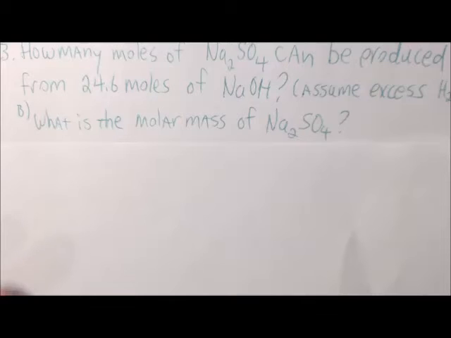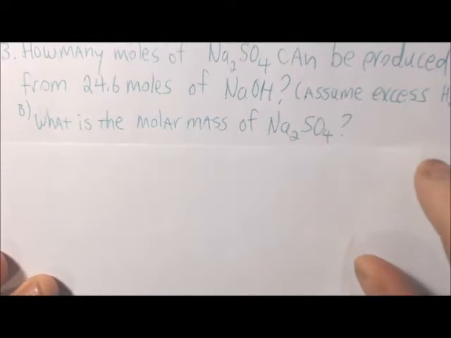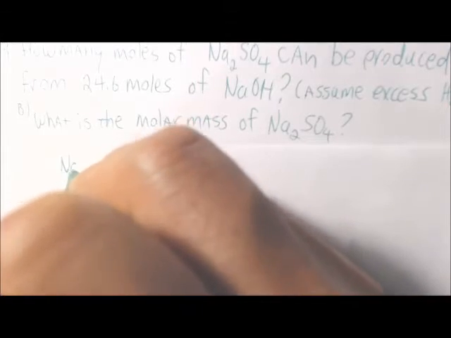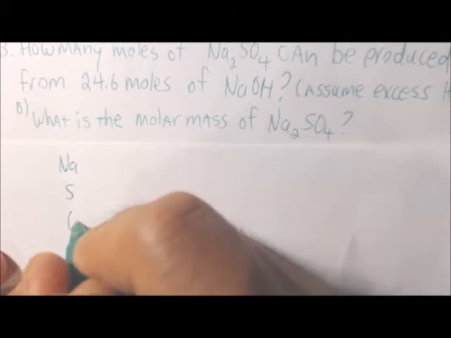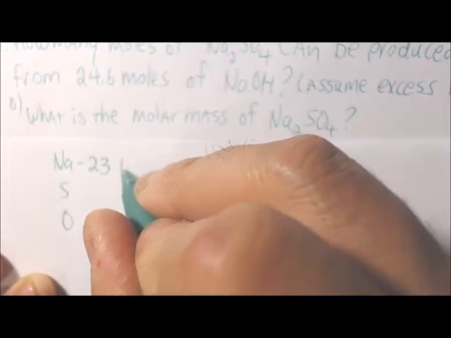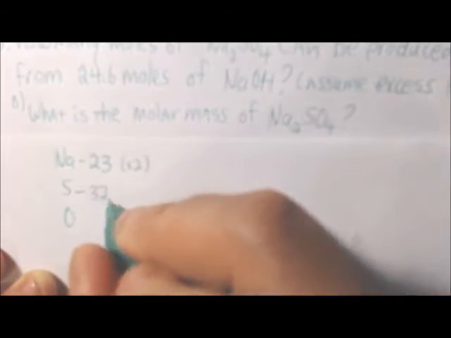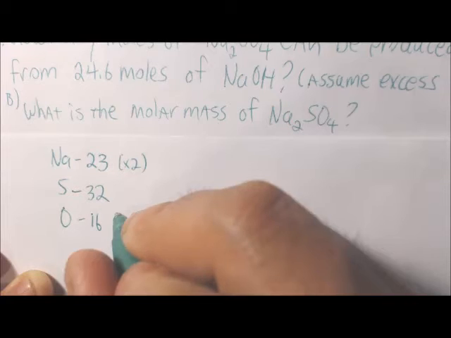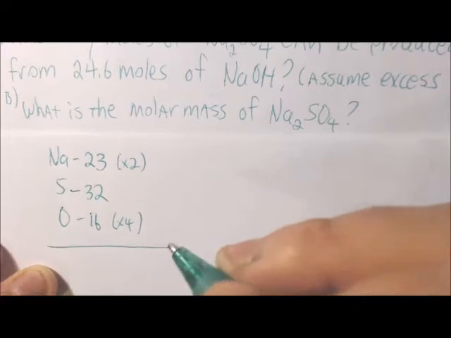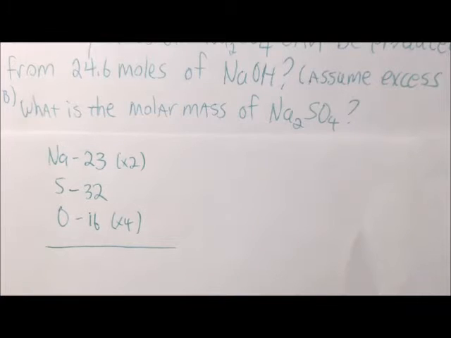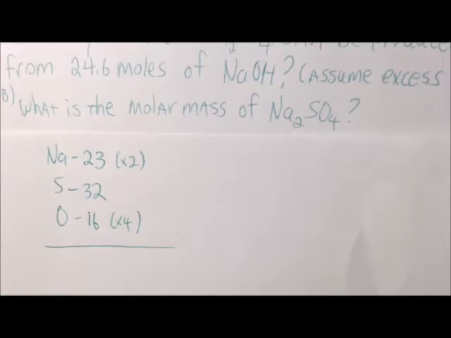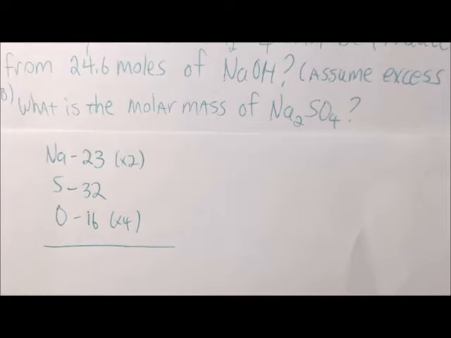Okay, let's take a look at the next question type. What is the molar mass of sodium sulfate? Okay, that's pretty easy. What am I given? Sodium, sulfur, oxygen. If I look at the periodic table, the mass for sodium is 23, but I have two of them. Sulfur is number 16, 32. I have one of them. And oxygen is 16 each, but I have four of them. And then I put this into my handy dandy calculator, which is actually my phone made into a calculator.